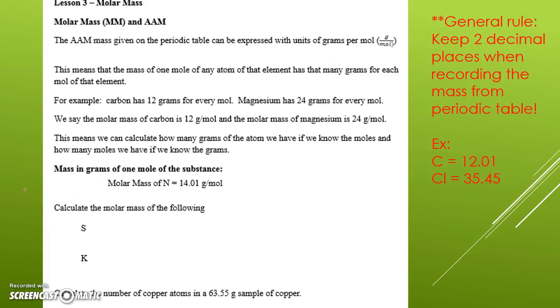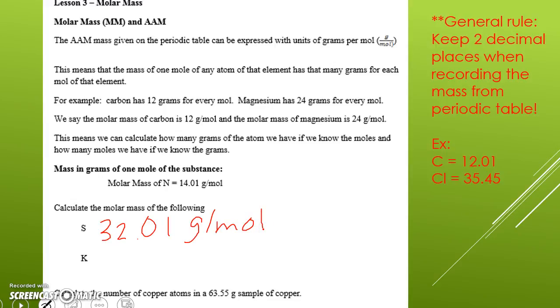General rule of thumb, as you can see: I generally keep 2 decimal places when I record from the periodic table. So for example, for carbon, I would write 12.01. Chlorine, I would write 35.45. For sulfur, I would write 32.01. So you can write down 32.01, and this would be in grams per mole. Always watch your units here. You just read that off the periodic table.